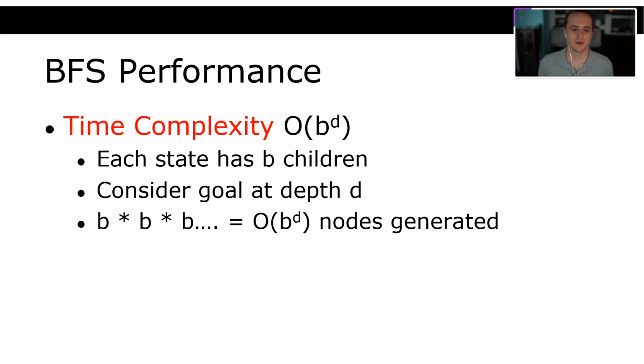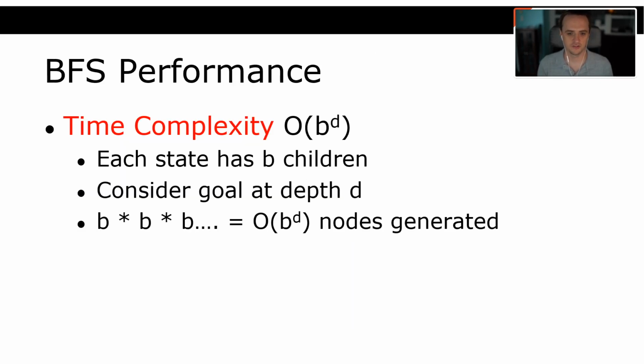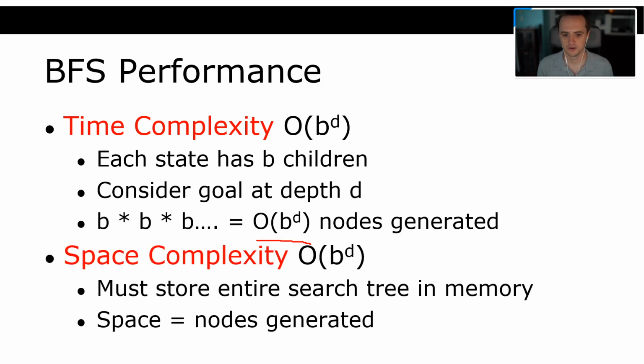All right. In terms of time complexity, BFS is bad, right? If each state has B children, and we consider that the goal is at depth D, then we have to search B times B times B, which is O of B to the power of D nodes generated, right? So back here, we have to search everything up until this node to find it. It's an exhaustive search. So it has O of B to the power of D nodes generated, which isn't very good.